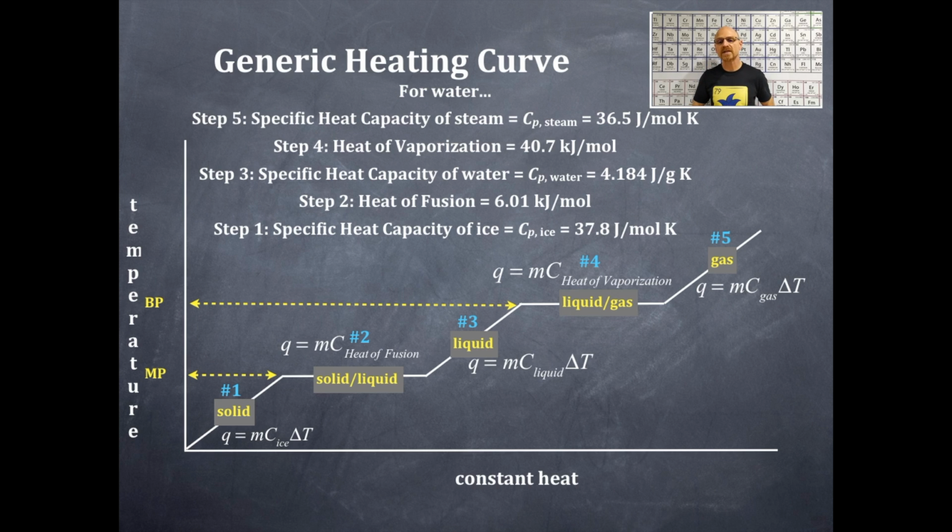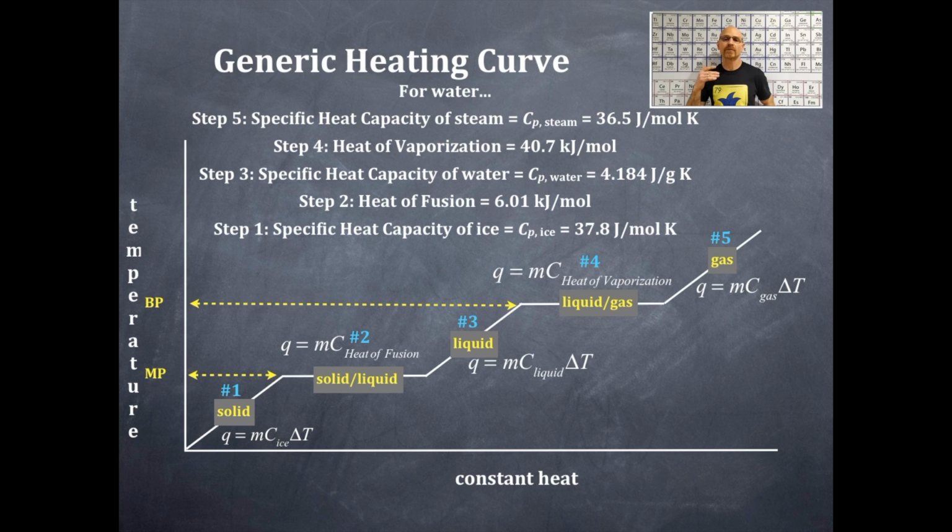Now let's go to step number 4. The heat of vaporization is 40.7 kilojoules per mole. Again, no temperature, because this is a flat section of the graph. And then the very last one, step number 5, the specific heat capacity of steam. The CP of steam is 36.5 joules per mole Kelvin. Those are the constants for water.